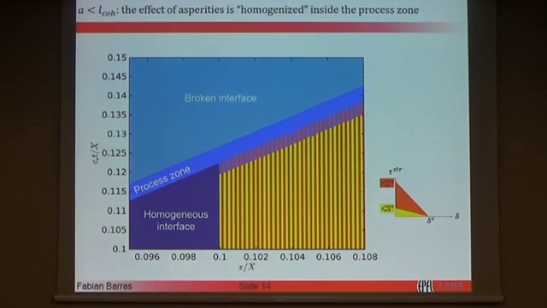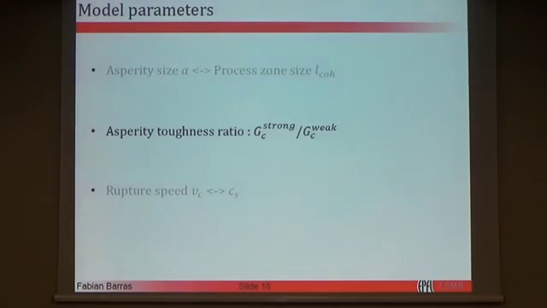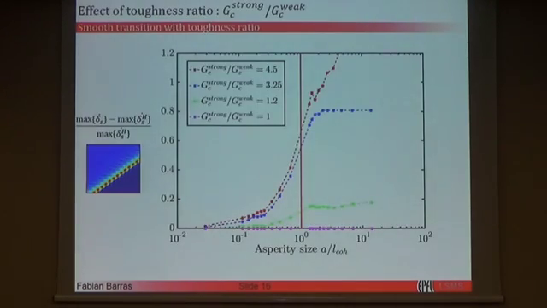But now, if I decrease the asperity size and choose a case where I am lower than the cohesive zone, the process zone size of my system, I can see that the asperities are homogenized inside the process zone because I have many weak and strong asperities. And if you look at the crack tip and the increase of slip velocity, you can see very negligible effects. So now we also try to vary the toughness ratio to see if we still observe the same phenomenon.